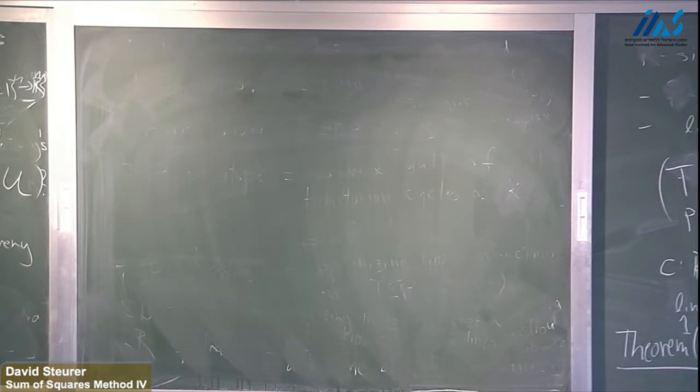And somehow this distinction between odd and even is something that these general convex optimization methods have a hard time doing. And that's true even for SDPs, as far as we know.